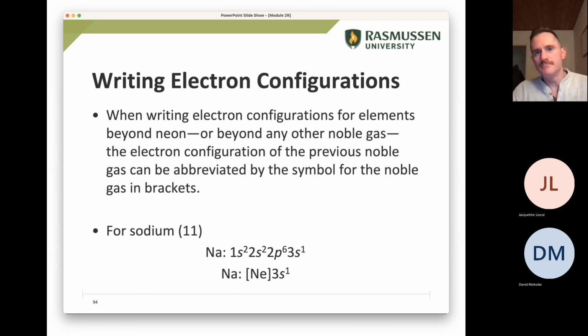and then just write 3s1. What's also neat about this is that if you look at where sodium is in the periodic table, what row is it in? It's in the 3rd row, right? So you can start saying, okay, neon was in the 2nd row. I'm going to write neon in brackets, and then I'm just going to start with the 3rd principal quantum number because I'm in the 3rd row, and then just start from there. 3s1, 3s2, 3s2 3p1, 3s2 3p2, and so on and so forth.